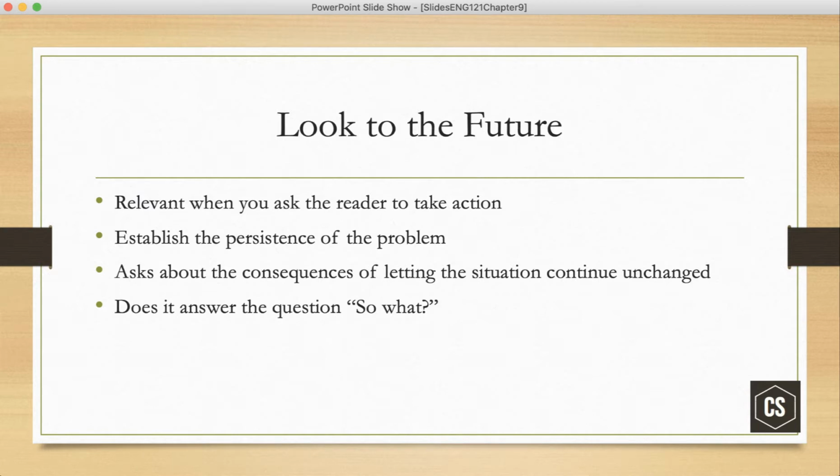Looking to the future is a very good thing to do with quite a bit of research. It's relevant when you ask the reader to take action, so you oftentimes will see multiple techniques used in one introduction or one conclusion. When you look to the future, you're establishing that there is a persistent problem. So poverty is a problem. They were dealing with it in the 1960s, the 1970s, we're doing it now, and what happens if we don't deal with it, and what happens to our future. It asks about the consequences of letting the situation continue unchanged. Does it answer the question, so what? The reader wants to know, so what? So what do you want me to do? What do you want me to think, believe?